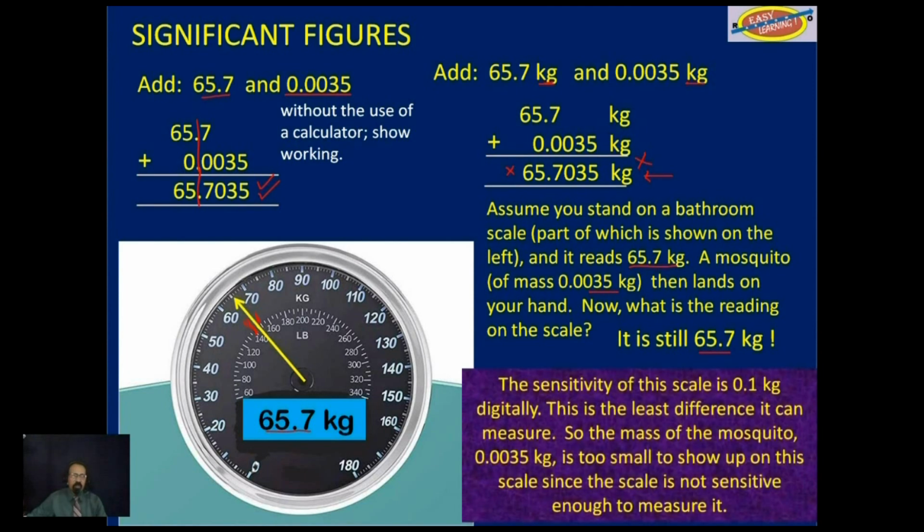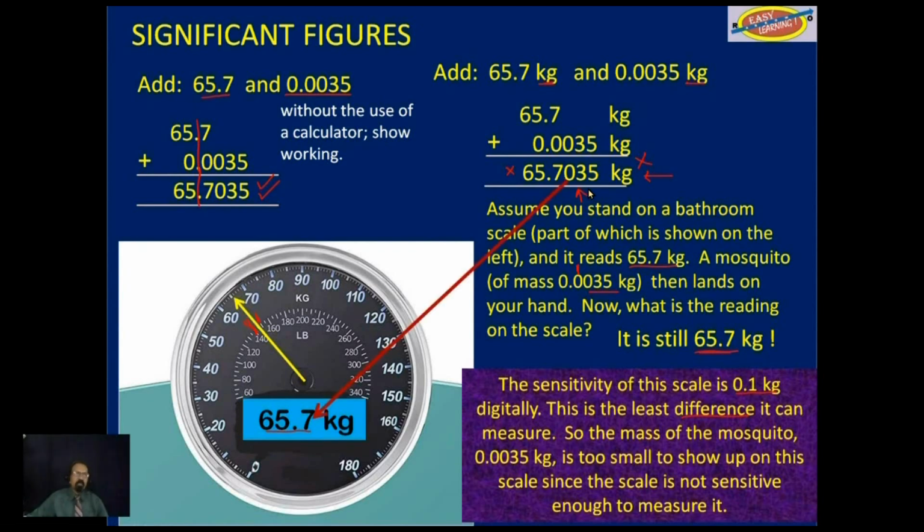And the reason for that is simply this. The sensitivity of this scale that you see here, digitally, it's 0.1 kilogram. That means that the least difference it can measure is 0.1. Now this mosquito is 0.0035 kilogram. That is much less than 0.1. Therefore, the mass of the mosquito will not register on this scale. The scale is not sensitive enough, and so it will still say 65.7. Now you get the idea why that is wrong.